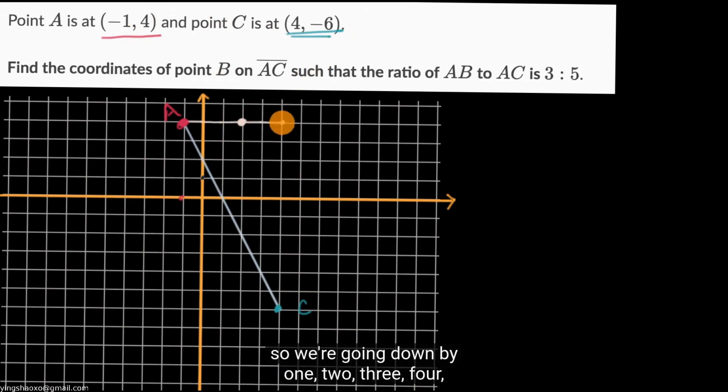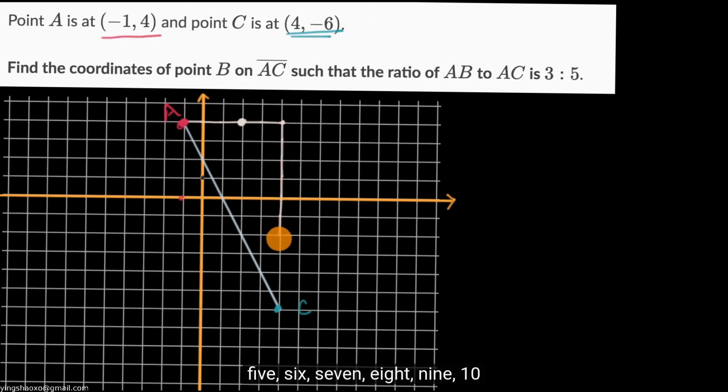So we're going down by 1, 2, 3, 4, 5, 6, 7, 8, 9, 10. And so 3/5 of 10 would be 6. So B's coordinate is going to be 1, 2, 3, 4, 5, 6 down. So just like that, we were able to figure out the x and the y coordinates for point B, which would be right over here.